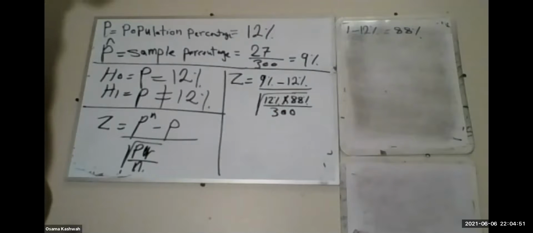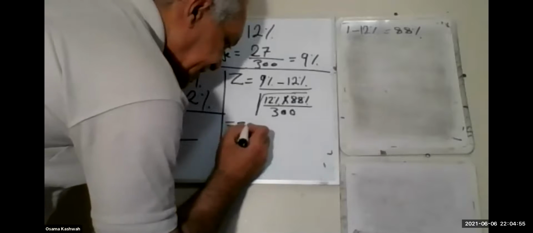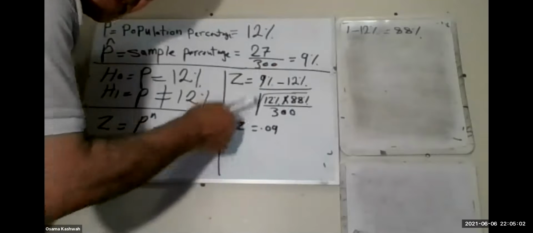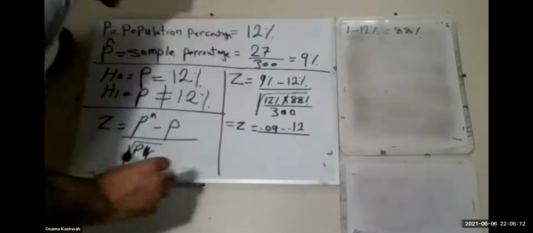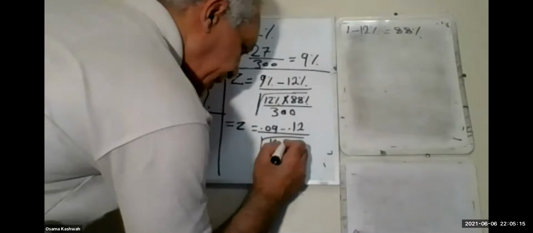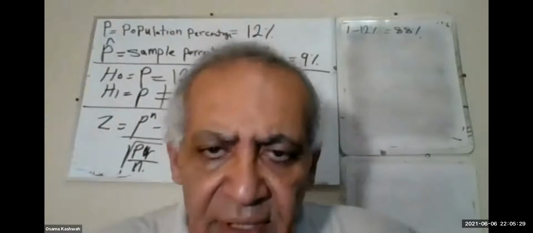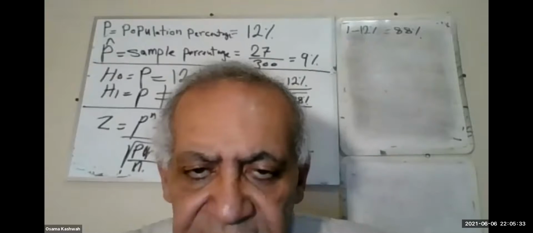By the way, just to let you know, I can write it like this: 9% is 0.09, minus 0.12, divided by the square root of 0.12 times 0.88 divided by the sample size 300. Let's check the result of the calculation. It gave me, at the end, minus 1.6.